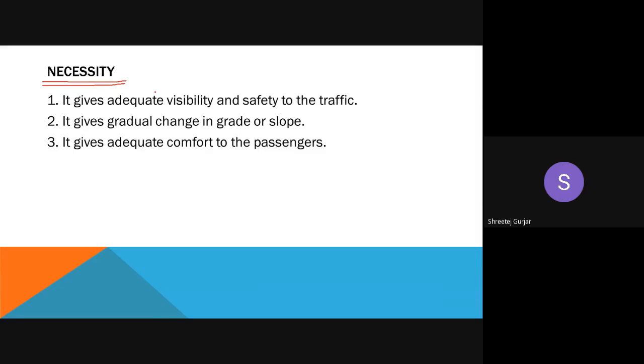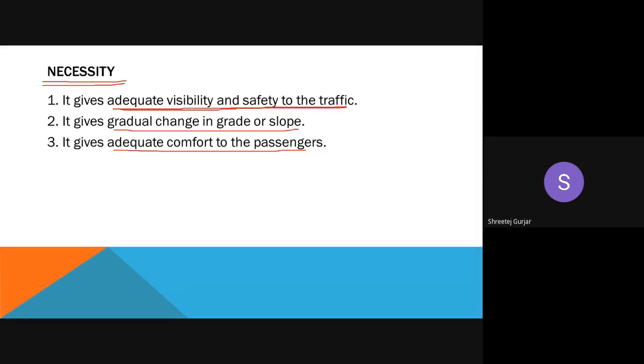One more important necessity is to provide adequate visibility and safety to the traffic. This is very important, and I have explained this to you. A gradual change in grade or slope is required, so to achieve this, we provide a vertical curve. Also, it avoids discomfort to passengers. When you are changing from one grade to another, there is a sudden jerk which you will feel if there is no proper curve provided. To avoid the sudden change in grade and the discomfort to the passengers, we provide a vertical curve. Okay, so what do you mean by this?